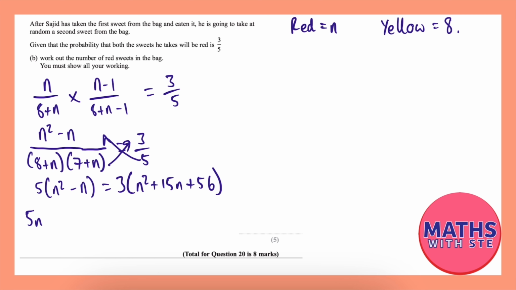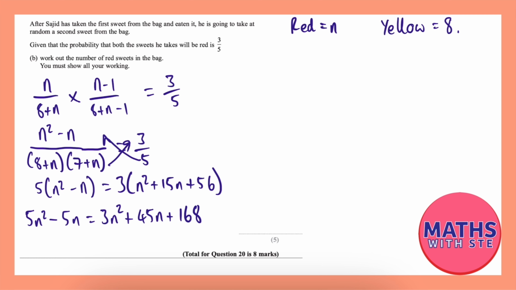So 5n squared minus 5n equals, okay, so we're going to get 3n squared. So 3n squared plus 3 times 15 is 45, so 45n plus, oh, I'm using the calculator for this. Okay, 56 times 3, 168. Right, okay, let's stick everything over to the left-hand side and make it equal to 0.